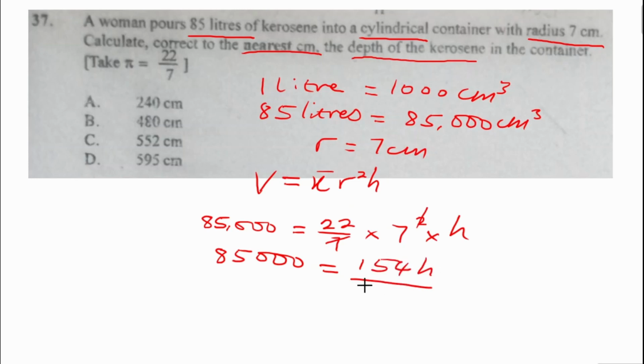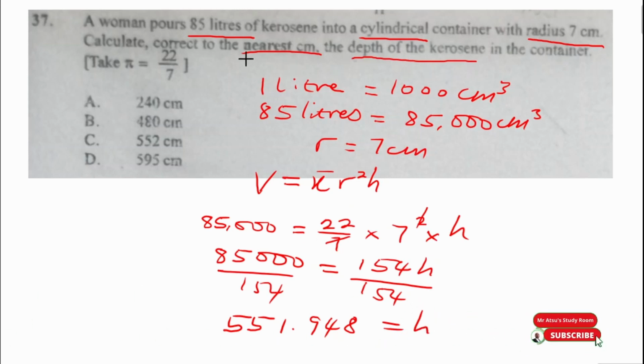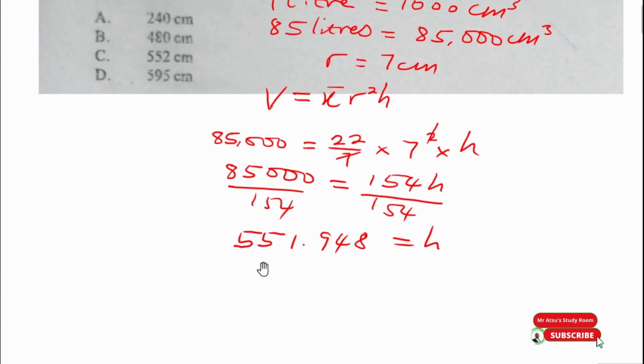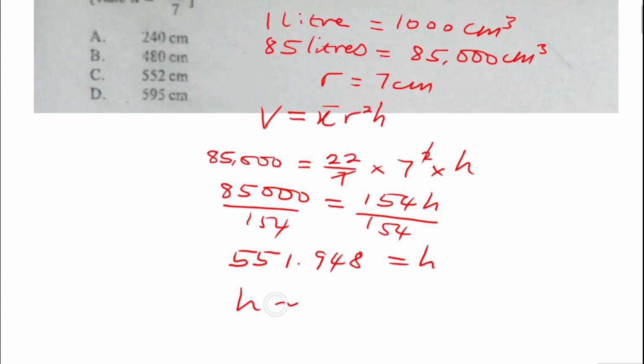154h. Then we divide both sides by 154, and we get 551.948 equal to h. The question says we should calculate to the nearest centimeter, so that gives us h approximately 552 centimeters. Because of this 9, we round it up, and looking at the possible answers, the correct answer is 552 centimeters, which is option C.